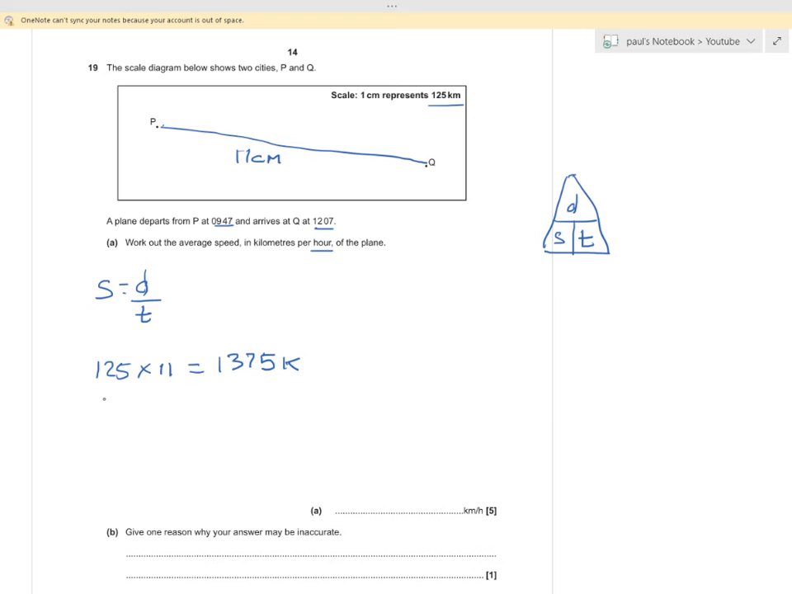Now we've got to work out the time. So from 9:47 to, let's have a look, 9:47. I don't like these time things. 10:47, 11:47. So that's 1 hour. That's 2 hours. And I've got 07, which is 20 minutes. And to get to 12:07 is 20 minutes. Now, 20 minutes is exactly 1/3 of an hour. So it's the total time.